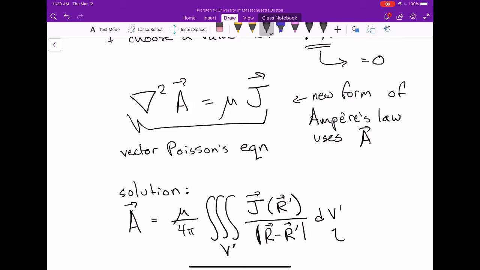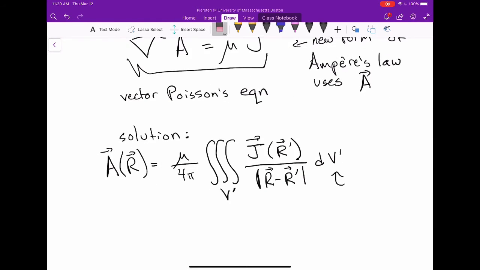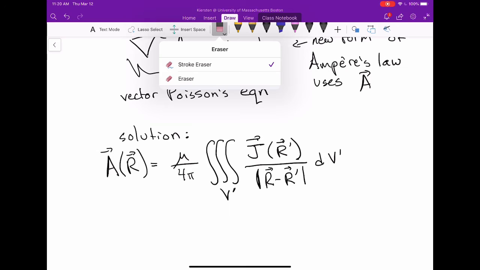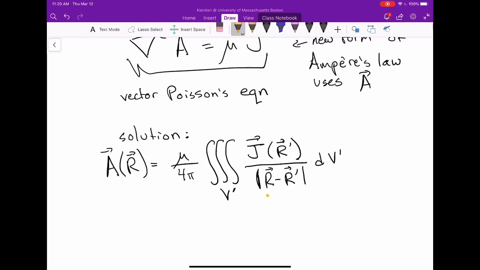So that's going to be a function of whatever primed variables make up r prime. So we'll write this a little bit more clearly too. A here becomes a function of r. So as usual, when you evaluate this integral, your primed variables disappear, and you're left with only things that are in terms of r.